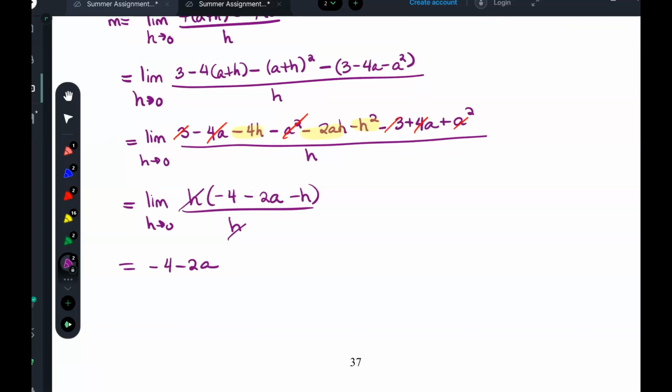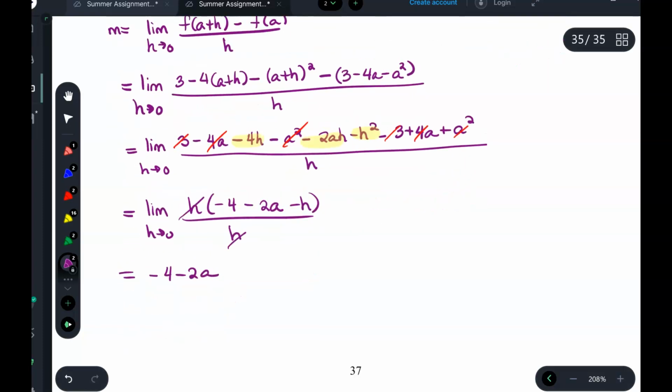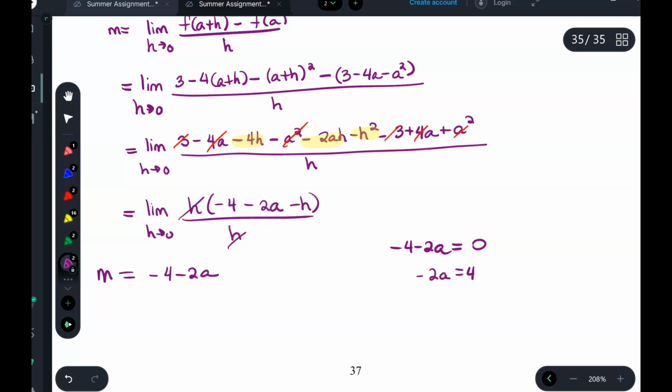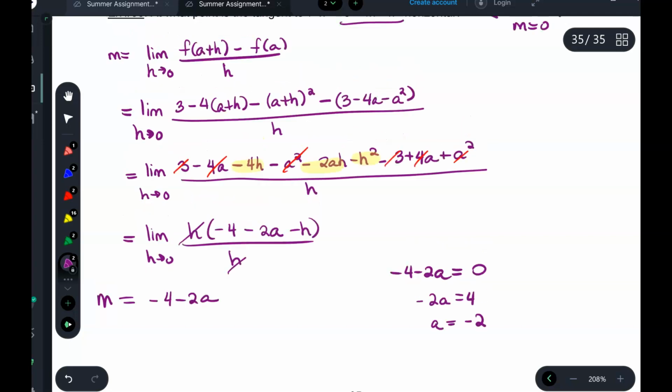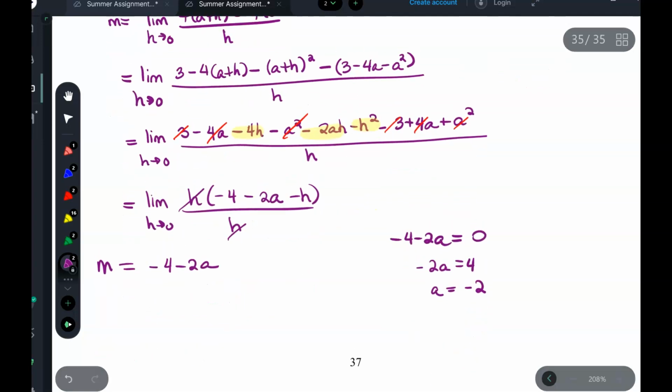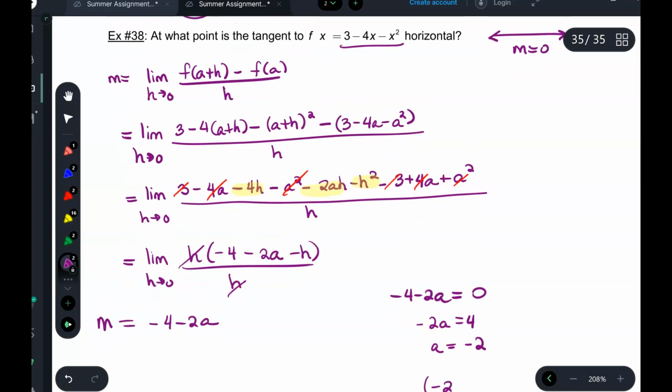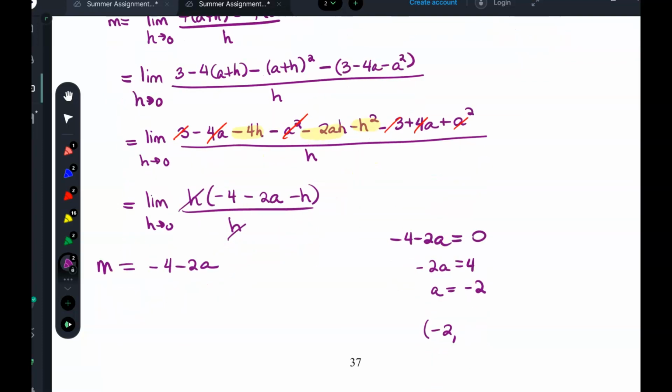Now we want to find out at what point it is horizontal. Again, remember this was the slope, so I'm going to set this equal to 0 because we wanted the slope to be horizontal. So when a is negative 2, and then if we plug that back in, negative 2 will become 7.